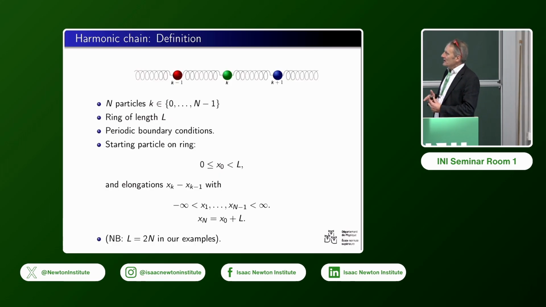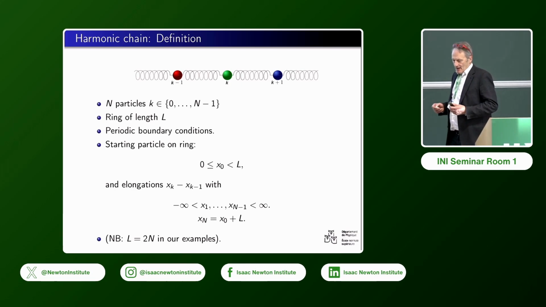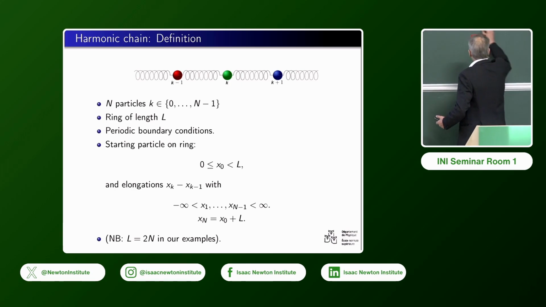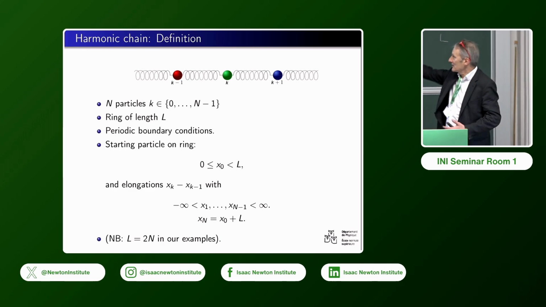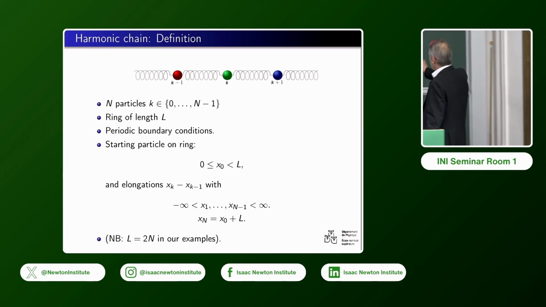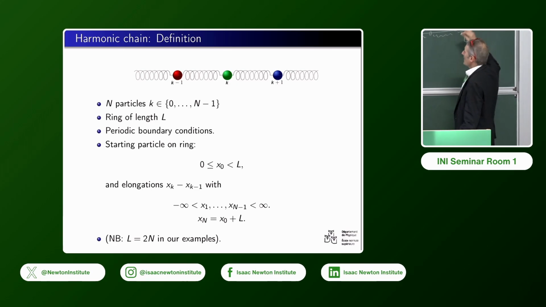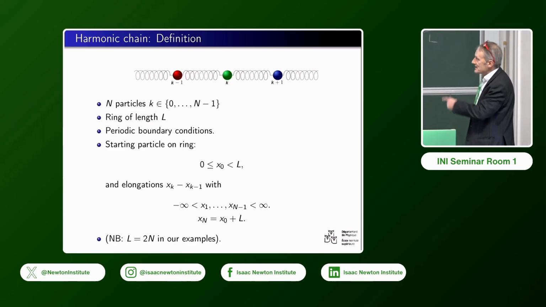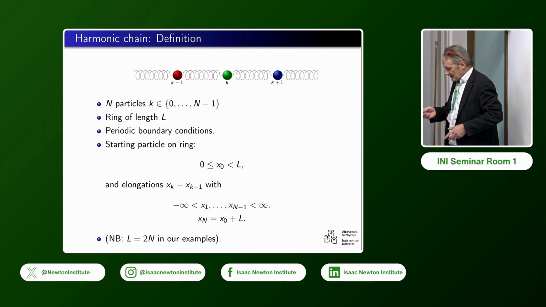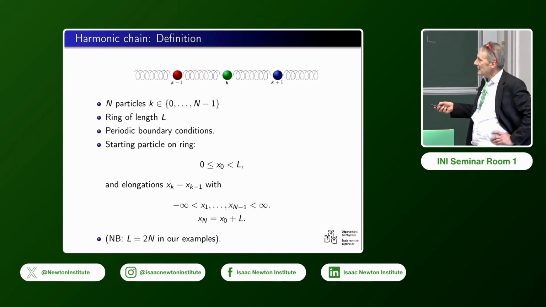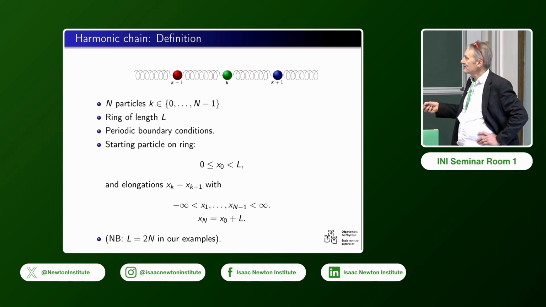And that's the example of the harmonic chain. So the harmonic chain, think of it as just a chain of n particles sitting on an interval of length L with harmonic springs between them. So you'll see this picture up there several times. And just to have a clear definition of what I mean, I have particles from 0 to n-1, on a ring of length L, periodic boundary conditions as I showed here.